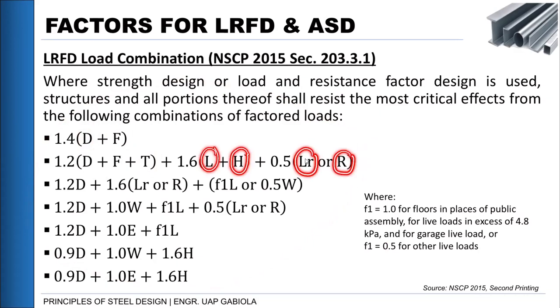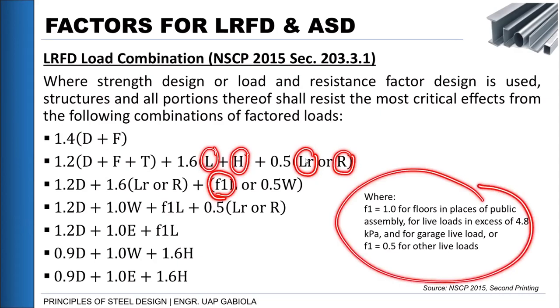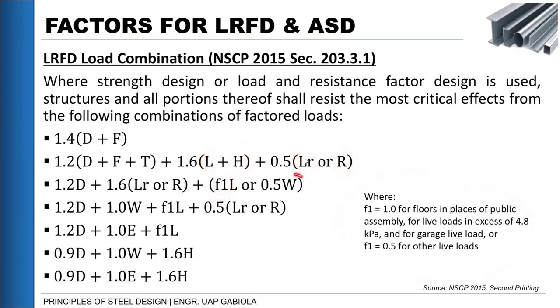Then, we have here a factor F1. F1, as mentioned here, is dependent on the type of live load that the structure is supporting. So if it is for floors and places of public assembly, 1.0 po ang gagamitin. And then for other types of live load, it will be 0.5. Then we have wind load and then earthquake. Okay? So, yan yung mga combo.